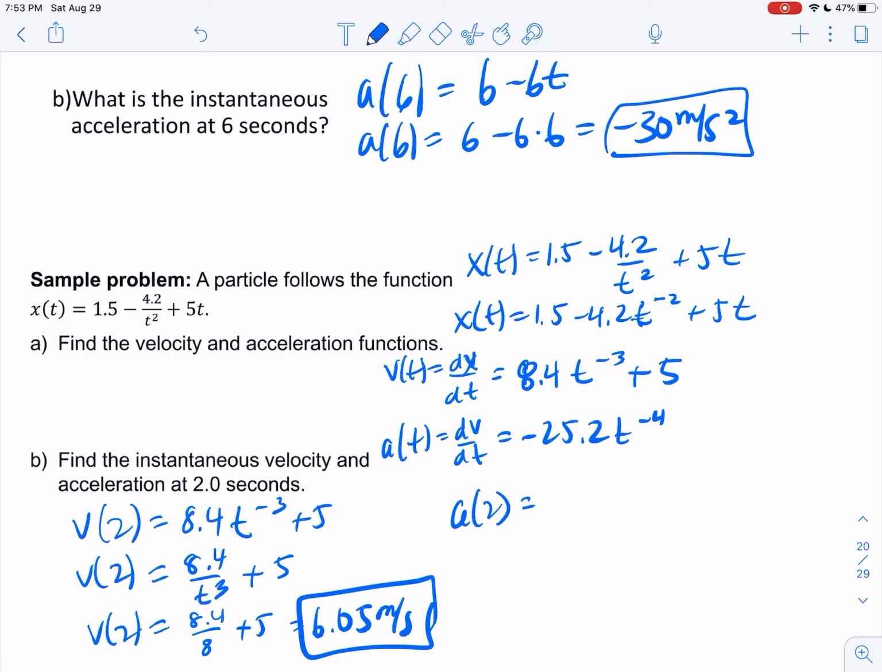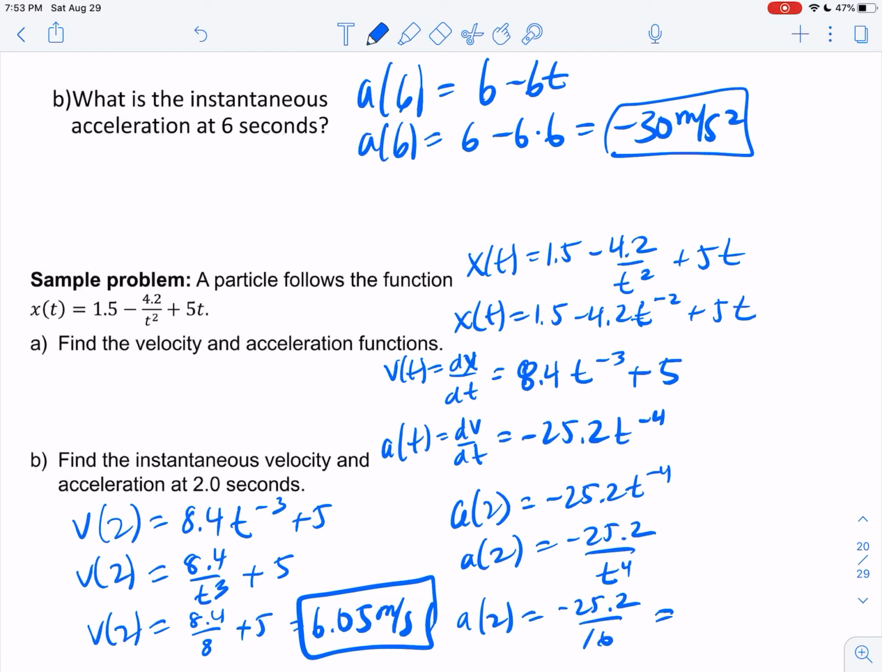And then the acceleration at 2 seconds, same thing. I'm just going to plug in the 2. Remember the negative exponent goes to the bottom. 25.2 over 16. 16 is 1.58 meters per second squared. Oh, negative. So it's negative. Okay, and that's that.